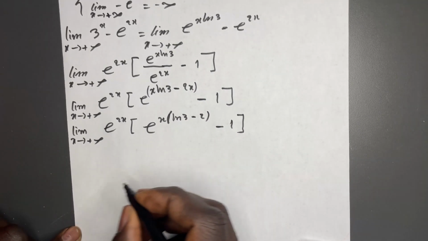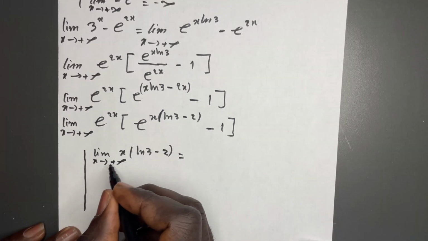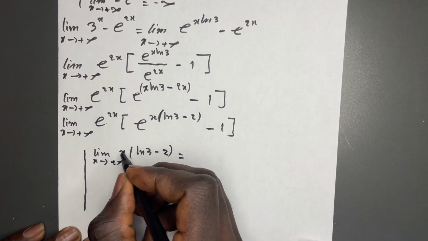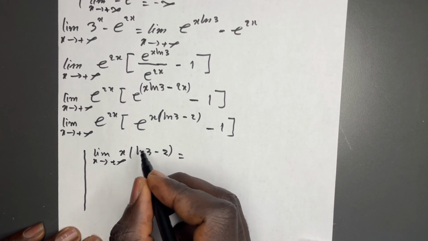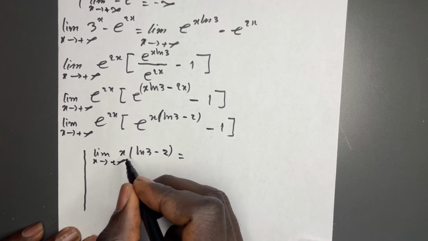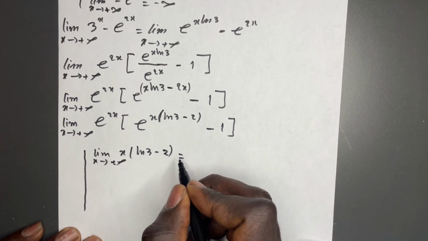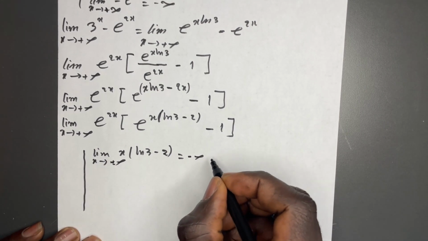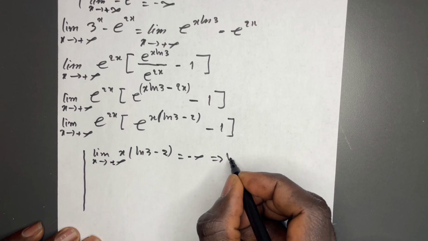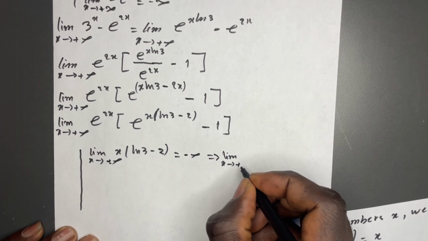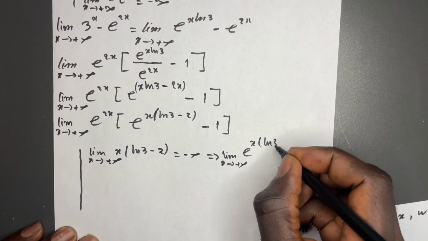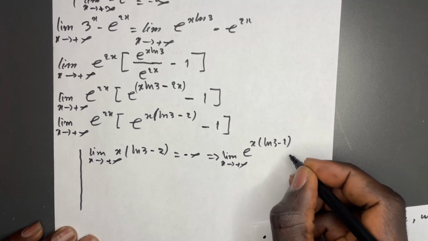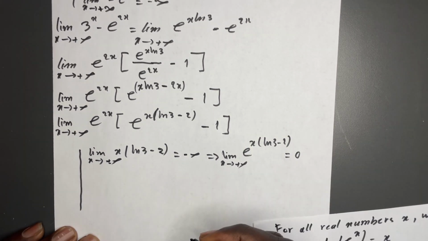Now let's evaluate this expression. As x approaches infinity, x goes to infinity, and this right here, this is a negative number. A negative number times positive infinity, that's going to give me negative infinity, implying that the limit as x approaches infinity of e to the power of x multiplied by ln of 3 minus 2, that's going to give me 0, because e to the power of negative infinity is equal to 0.